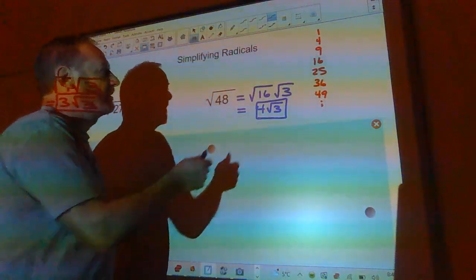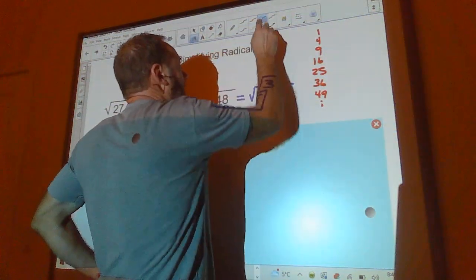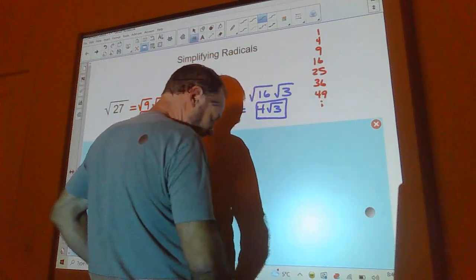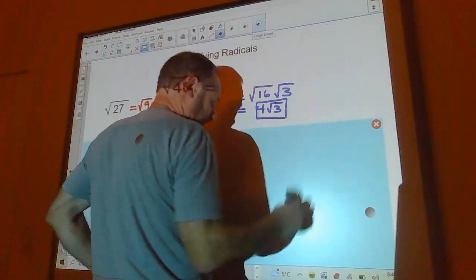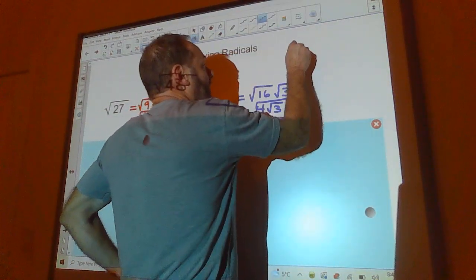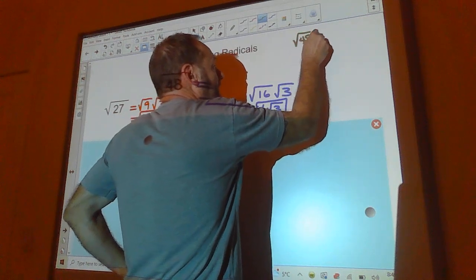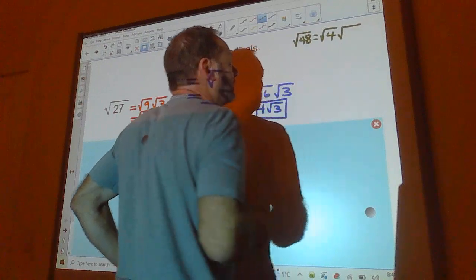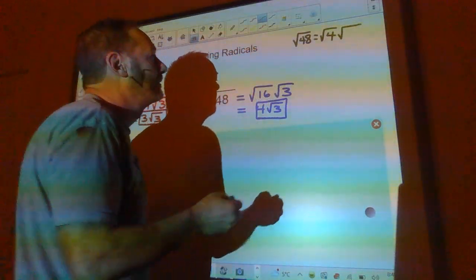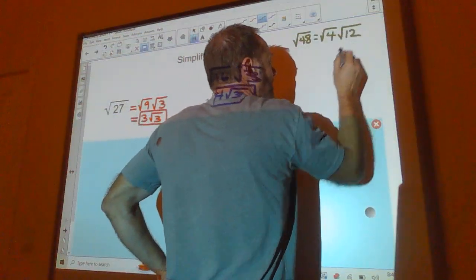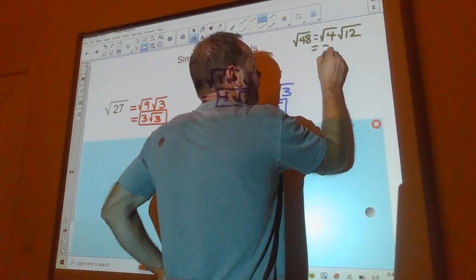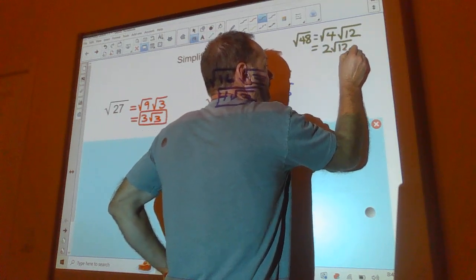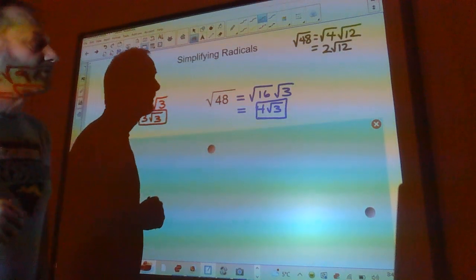Now what would happen if I had used 4? Let's look at this over here. The square root of 48: 4 is a perfect square that will go in there, and it will go in there 12 times. So I could change it to this. Now the square root of 4 is 2, so that's equivalent to 2 square root of 12.